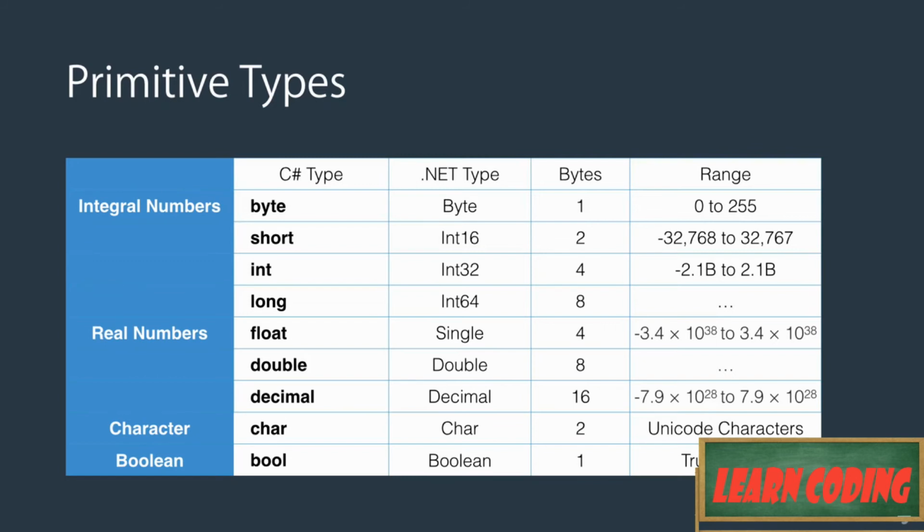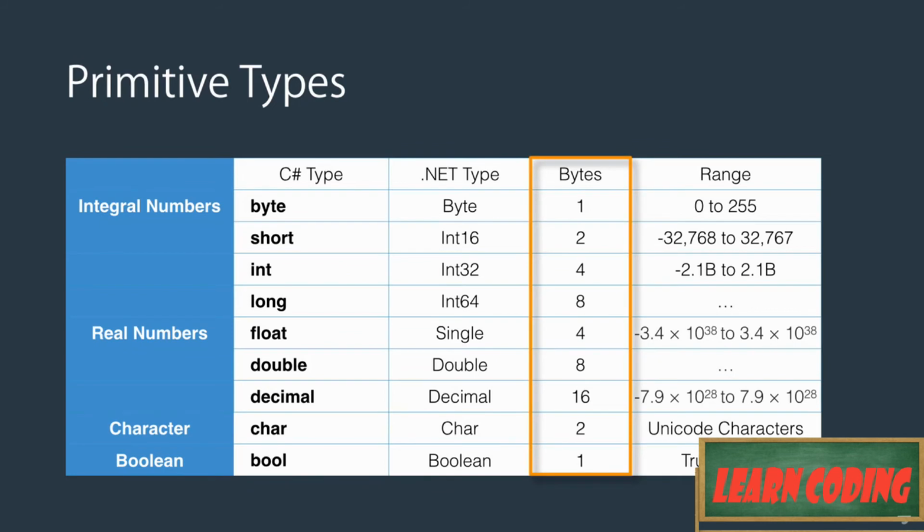On the left side, I have divided these data types into 4 categories: integral numbers, real numbers, character, and Boolean. This column shows the C# data types, and these are C# keywords. Note that C# keywords are always lowercase. Each of these C# keywords or C# types maps to a type in .NET Framework, which is displayed in this column. So these types are part of the .NET Framework. And when you compile your application, the compiler internally would translate the C# keyword you use here to the equivalent .NET type.